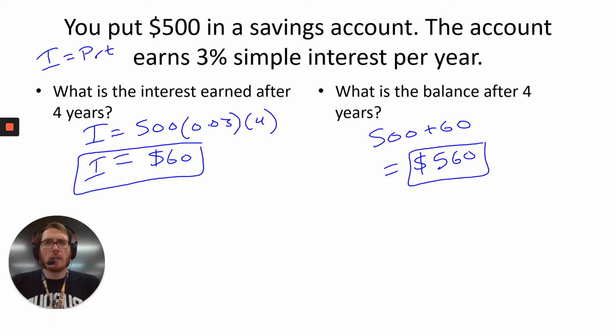When you're doing your homework and doing assessments, I need to see that setup and then the answer. We need to see the setup of what you plugged in and then your answer. The key here is the interest should add on to whatever's in your account. So the $500 plus the 60 after 4 years, you'll have $560. So you have your interest and your original amount to make your final balance.